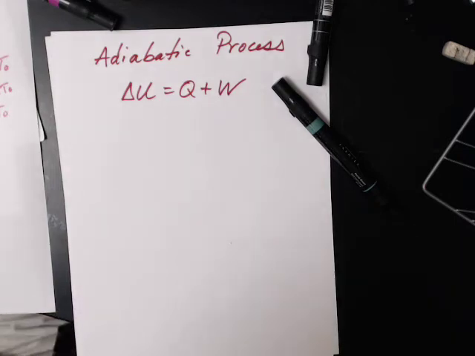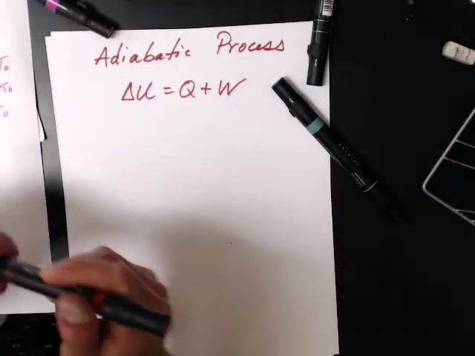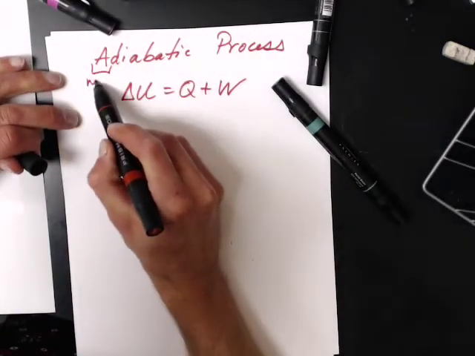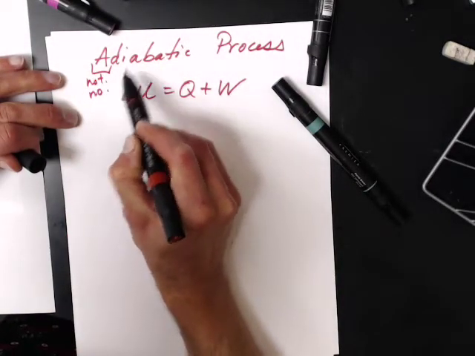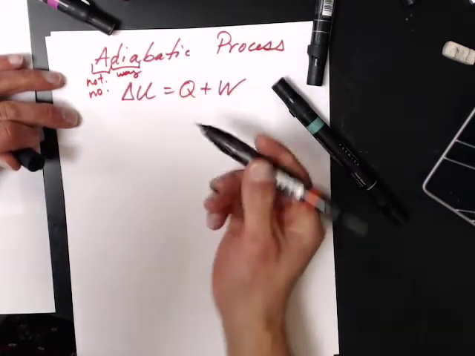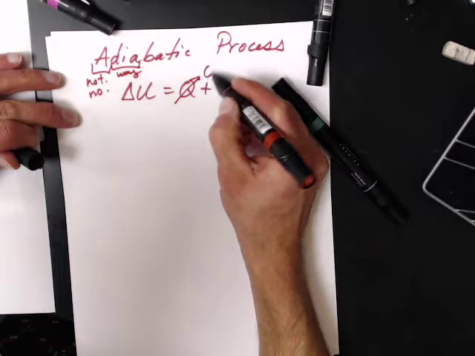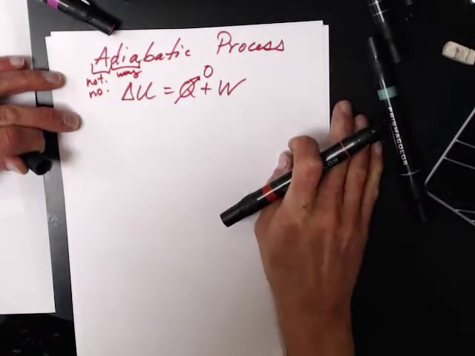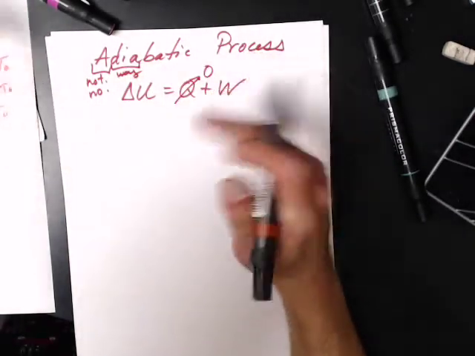The last of the processes that we're going to look at is what's called an adiabatic process. So let's take a look at the English again. A means not or no, and then dia again means way. So there's no way for the heat to flow. So in this situation, Q equals 0. No heat flows. There's no heat flowing in the process through the wall.